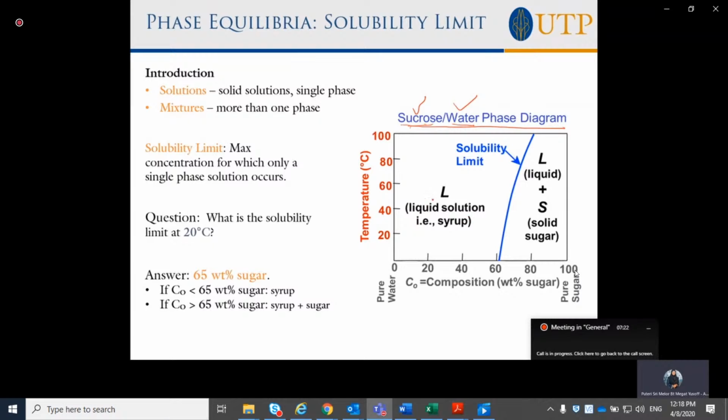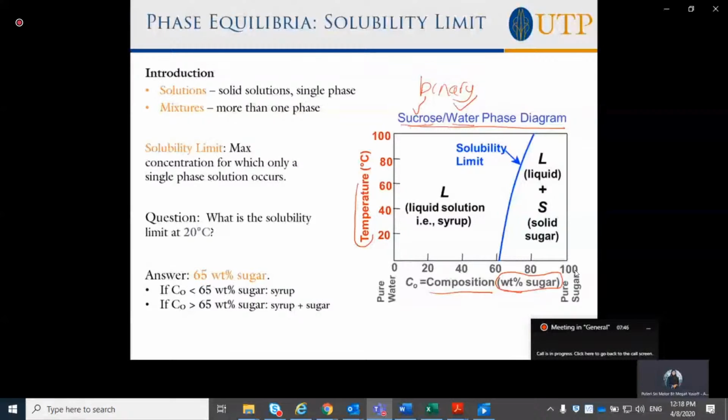And now you notice that my phase diagram is not pressure anymore. It is temperature versus composition. This is composition of what? Composition of sugar. This is what you add into the system. Because it has two components, we call it binary.